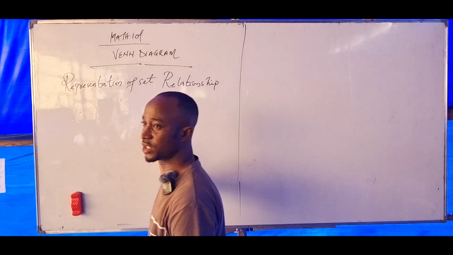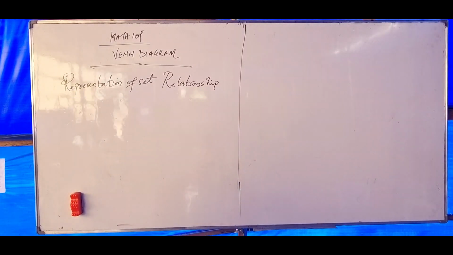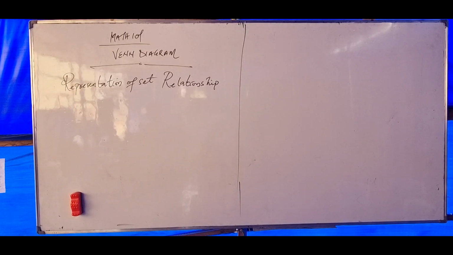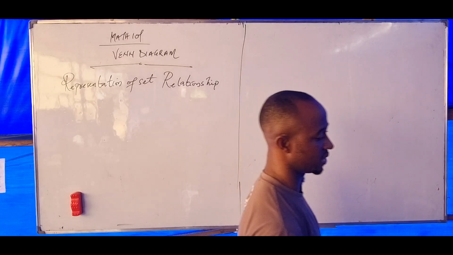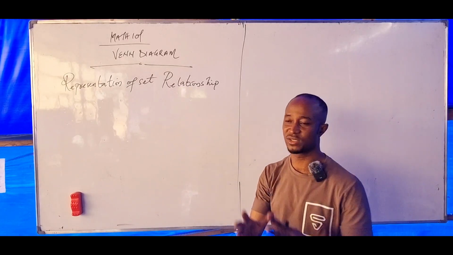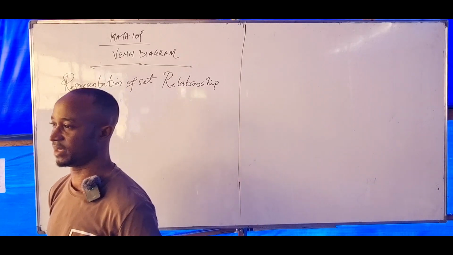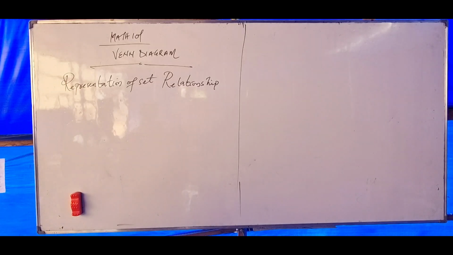Of set relationship, such as intersection of sets, union of sets, and set complements. Such as what? Set intersection, right? Second is union of sets. And what again? Set complement. Now, the essence of this class is to solve some word problems in sets using Venn diagrams.